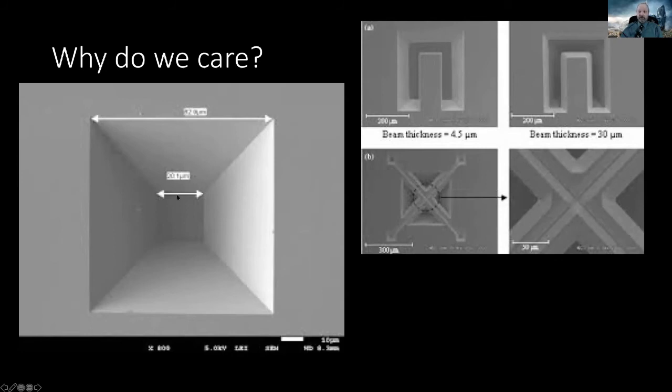And also, if you look at this, you can make channels, right? You can make a V-groove in your silicon wafer, and then you have a nice channel for fluid, microfluidics, and that sort of thing.